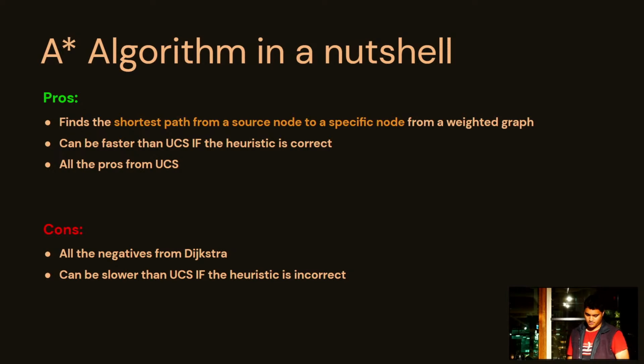But its pros and cons. It's the same: it finds the shortest path from a specific node to another node. It can be faster than UCS if the heuristic is correct, and it has all the other pros from UCS, all the good stuff.